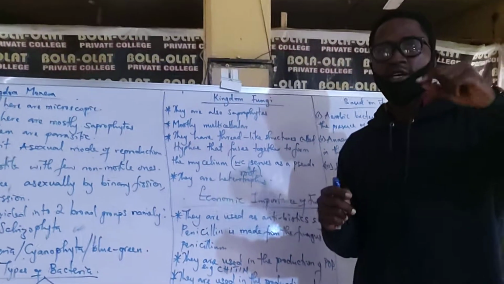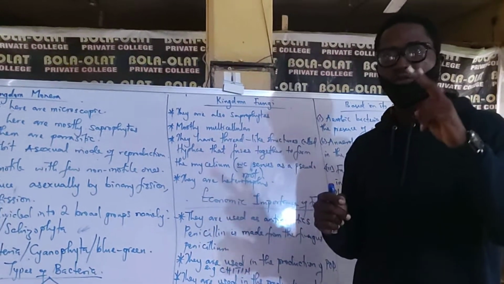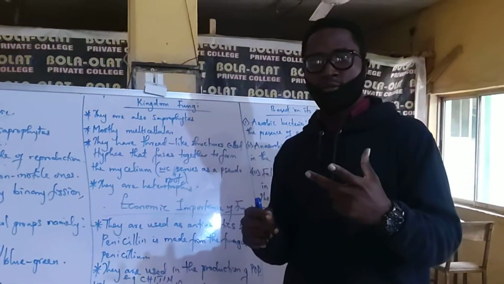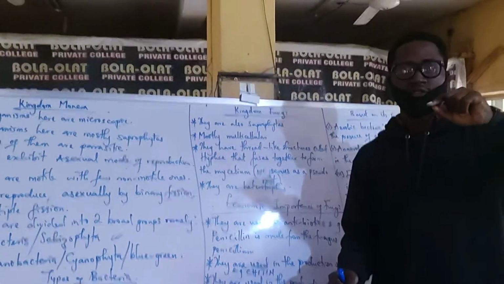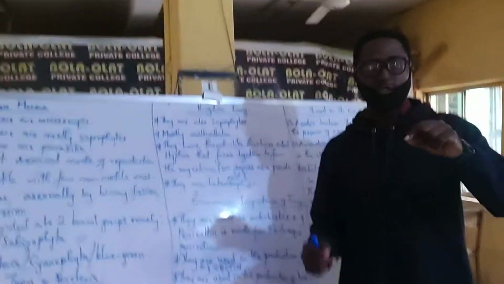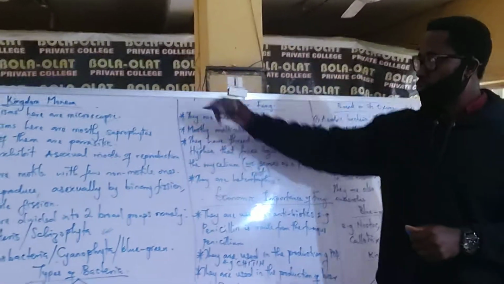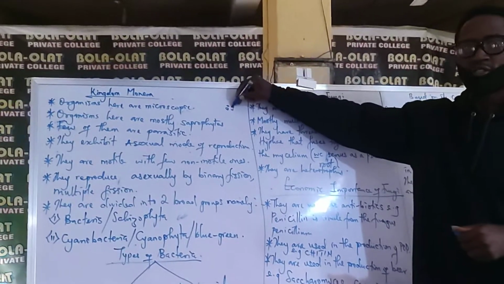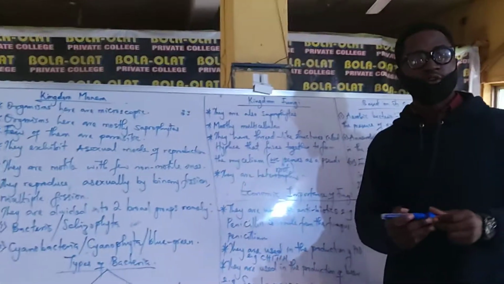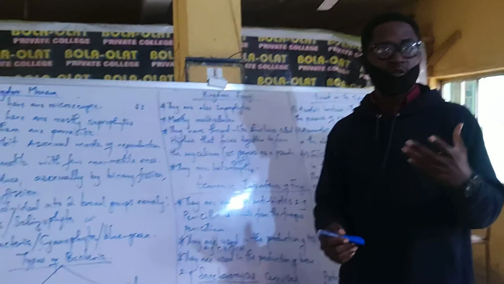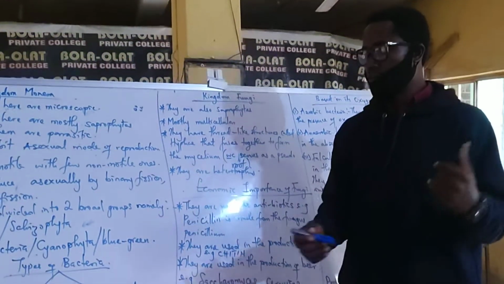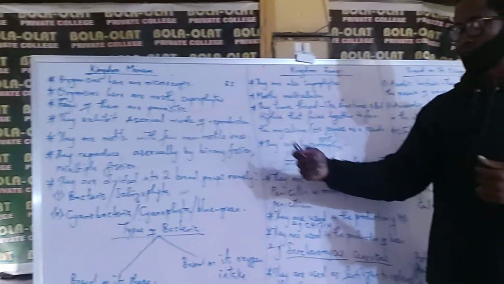Now, these cocci can be in groups of twos. When they're in groups of twos, they are called diplococci. Examples of diplococci, as you can see there, is gonococcus. Now, when they are found in clusters, like they come together like this, they are called staphylococcus. Examples of staphylococcus are Staphylococcus aureus and Staphylococcus epidermidis. For those of you that have pimples, it's caused by Staphylococcus epidermidis.